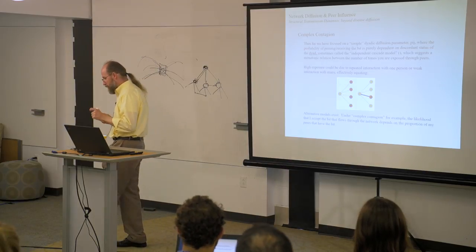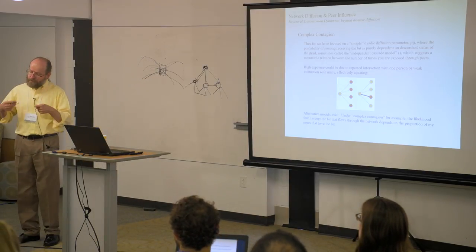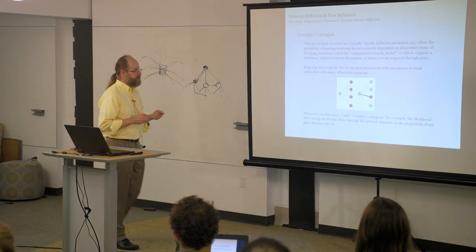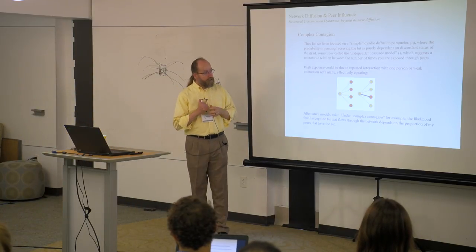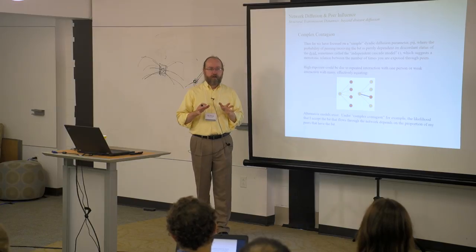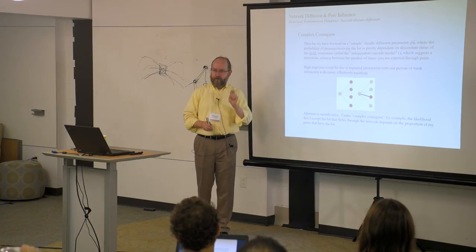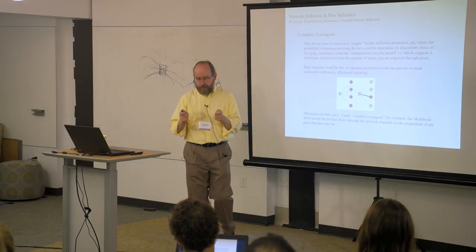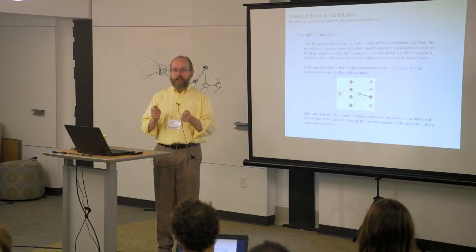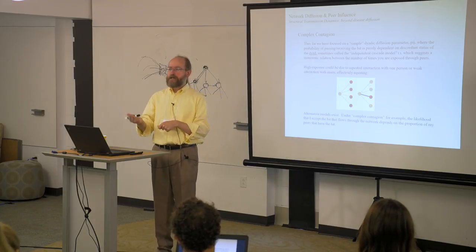All right, one more bit on actual diffusion processes, and then we're going to move on to the peer influence side. So on the diffusion side, what we've been talking about thus far is just edgewise diffusion. If a susceptible is connected to an infected, then there's some probability on the edge. You flip a coin at that probability, it gets passed or not.